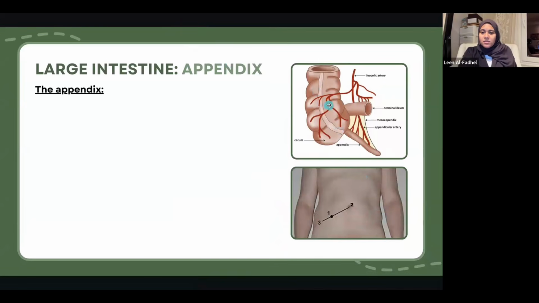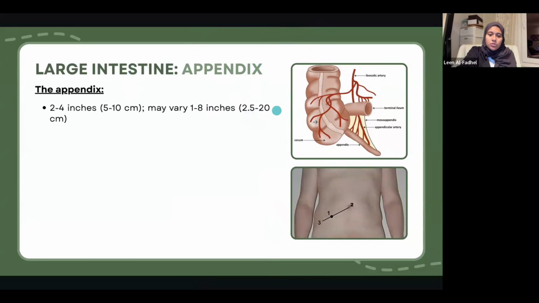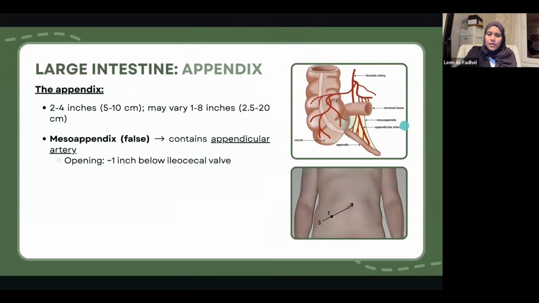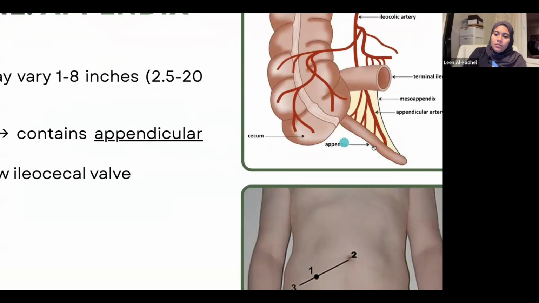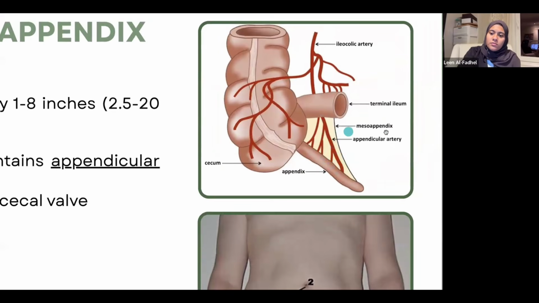Next is the appendix. I cannot stress this enough, it's a very, very important structure to know. The appendix is 2 to 4 inches long, and it may vary. It contains the mesoappendix. And what is the mesoappendix? It provides partial support to the appendix. So the appendix can still move freely, kind of, but there is support to it via the mesoappendix.